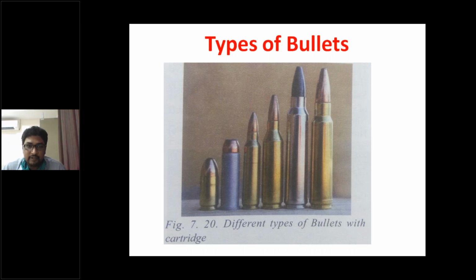It has been asked in university examination as a 2 marks question. Any type can be used. So we'll see what the different types are. You can see the different types of bullets and cartridges. There can be flat nose, pointed, or somewhat rounded. All these are different shapes of the bullets and different sizes of the cartridges.